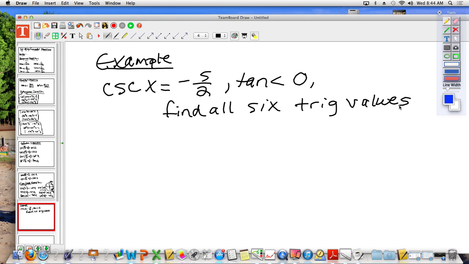Okay, so I am telling you guys that the cosecant is -5/2, and the tangent value is less than 0, and your job is to figure out everything else.